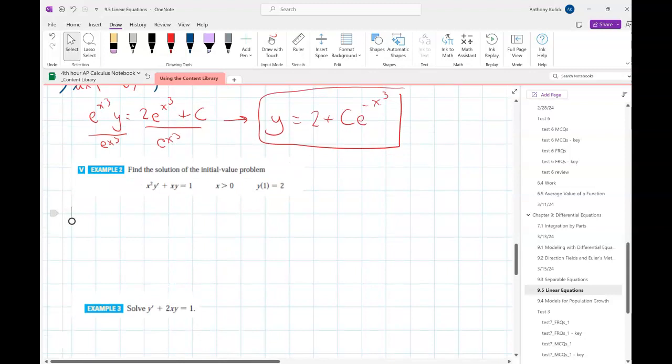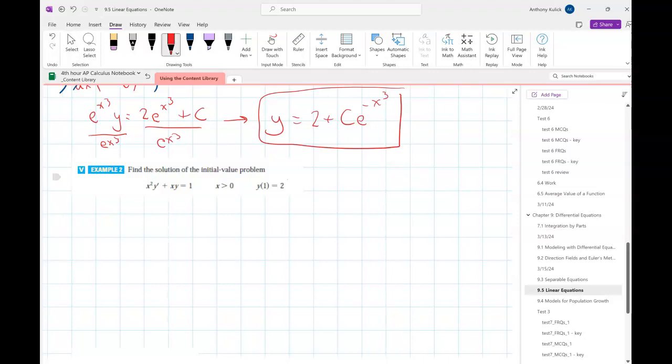Let's do another. Notice this one, we're also given an initial value. What does that mean? Yeah, we're just going to be solving for c at the end. No big deal. Everybody cool? Same idea. So first things first. I notice right away, it's not in the linear differential equation form, right? Because I have something times dy dx.